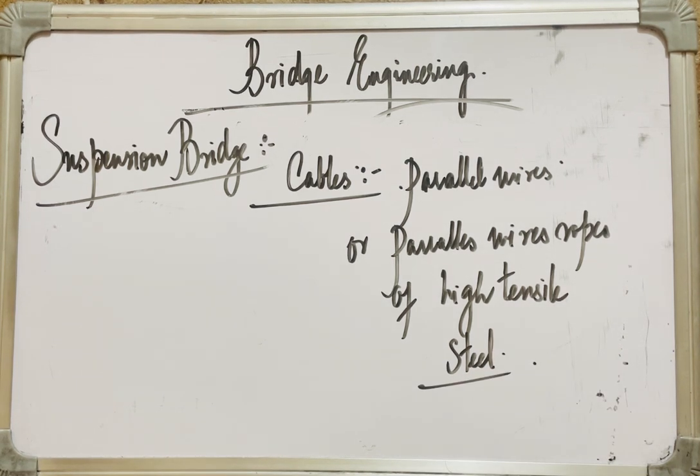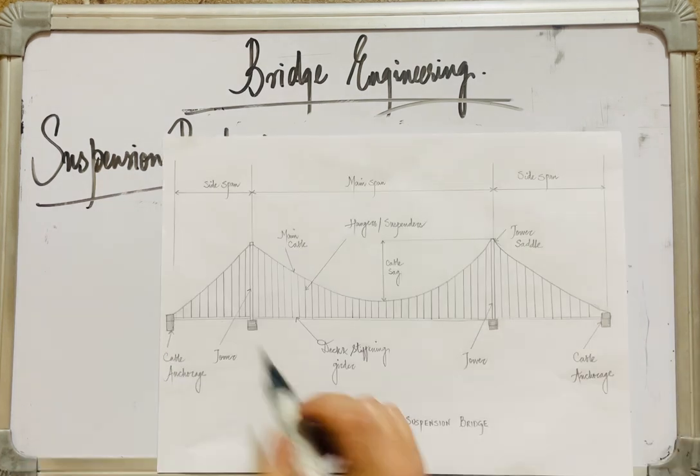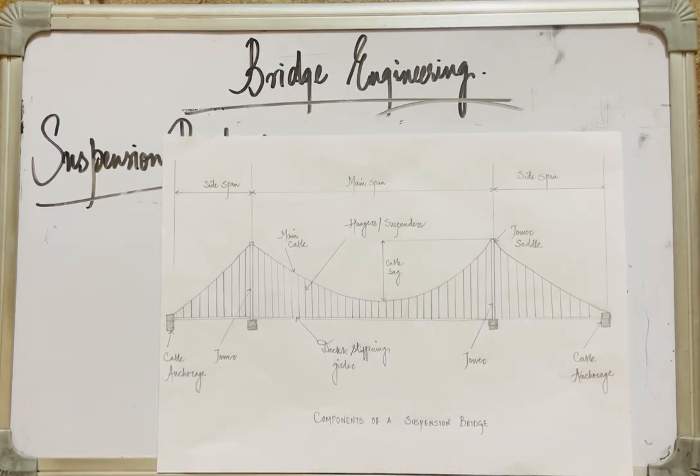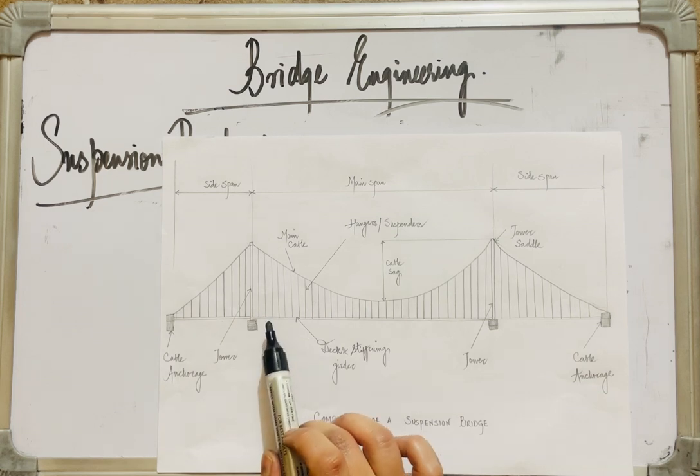And these towers, they support this one and this one. These are the towers. These towers support the main cables and transfer the bridge loads to the foundations. Because I told you that these towers are embedded in foundation, so they take the load from the cable and then they transfer them to the ground or the foundation below.